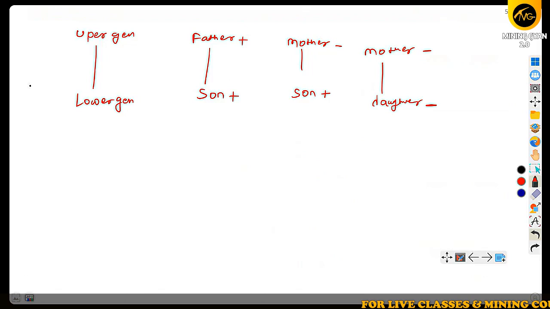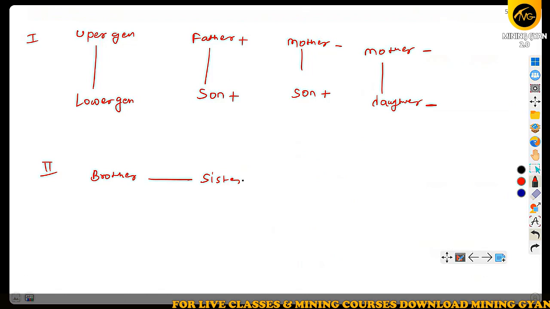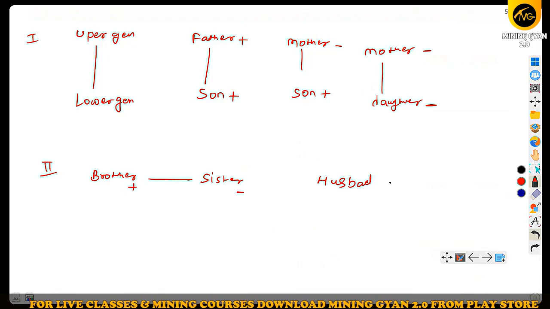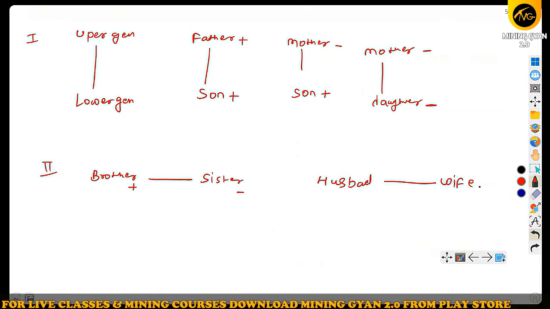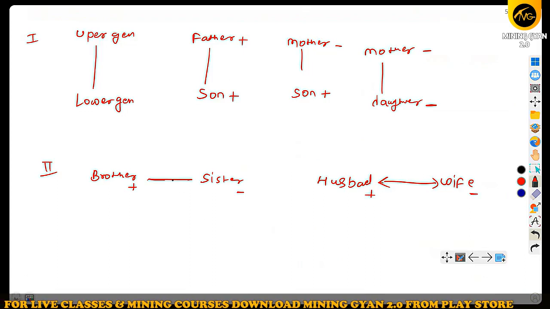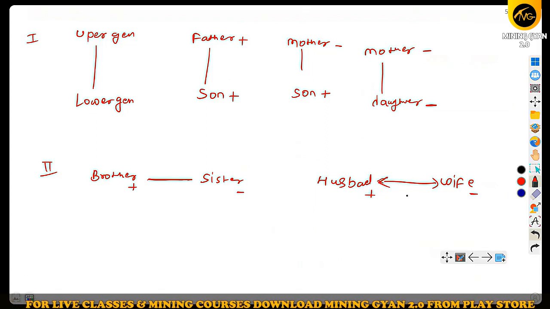Okay, and similarly for the same generation. Suppose this is brother and sister, so it will be positive sign and negative sign. And the second same generation relationship is husband and wife. So always use a parallel line with the arrow sign. For husband positive and wife negative. So for brother and sister, this is the single line, and for husband and wife, this is the parallel line with the arrow direction. Okay.